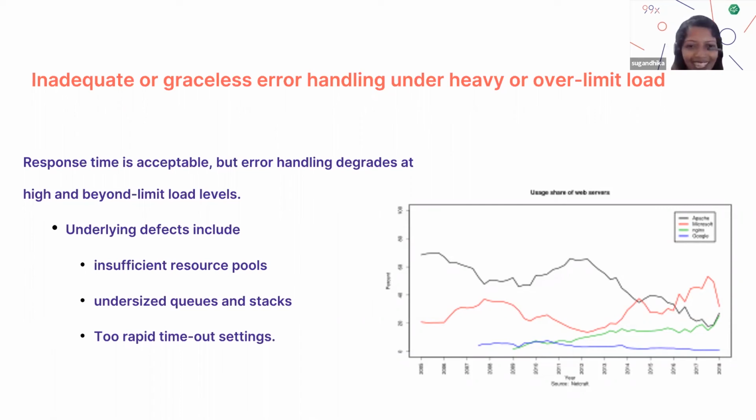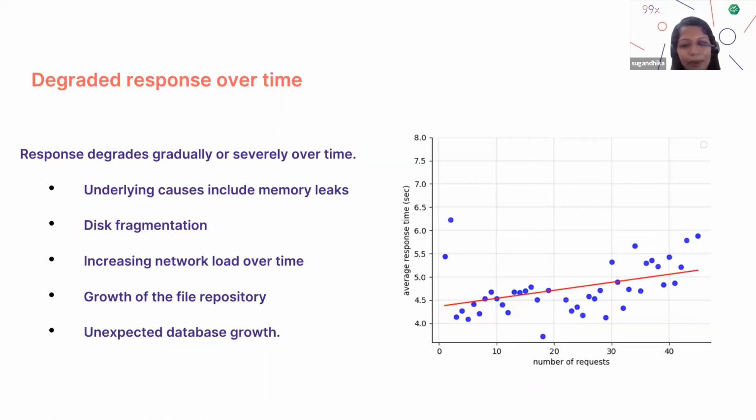Also, the most famous issue is degraded response time over time. When you increase the load, your response time is increasing. This can be the result of a memory leak, disk fragmentation, or increased network load over time. Let's say you have a file inside your server that keeps growing, and because of that your response time degrades. Also, unexpected database growth could cause this kind of degradation over time.